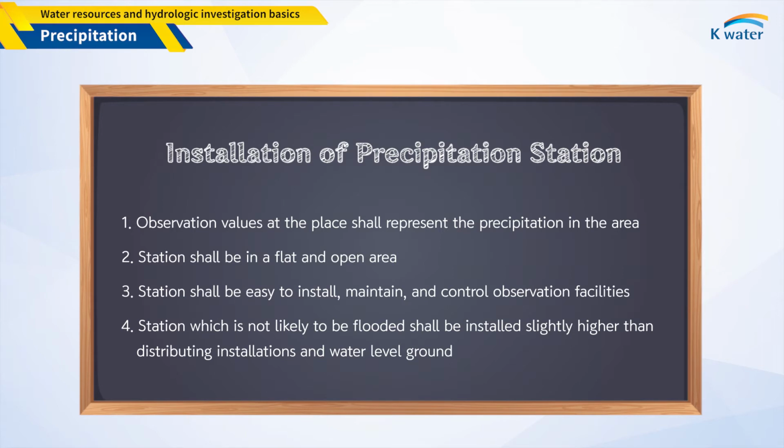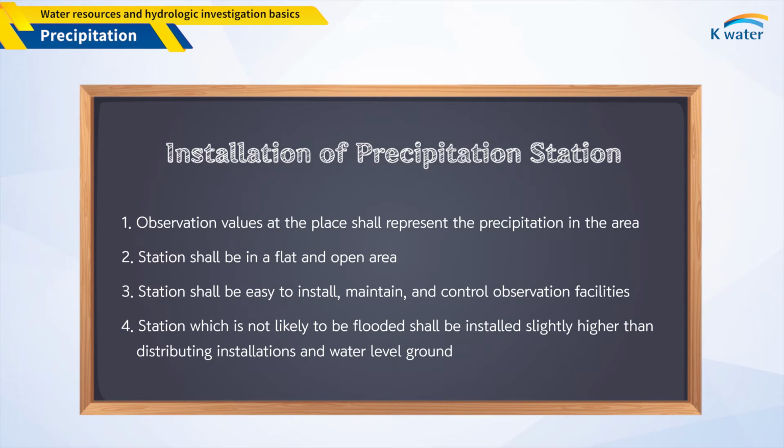Observation values at the place shall represent the precipitation in the area, considering the observed density and altitude. A station shall be in a flat and open area, less affected by buildings, trees, and forests. If the station is within a 10-meter radius of a flat area, it shall be located at least twice as high as the nearby obstacles and have less atmospheric changes. Also, it shall be easy to install, maintain, and control observation facilities.